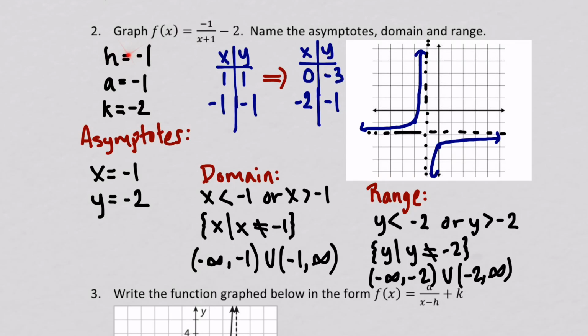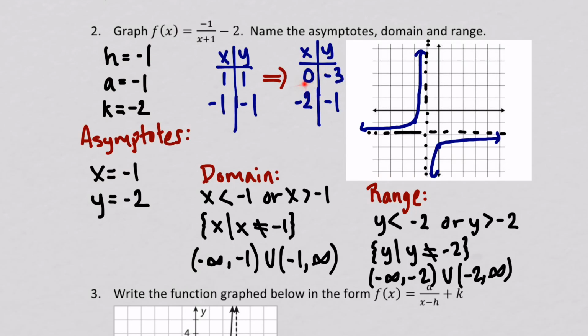Using h equals negative 1 and k equals negative 2, I came up with the asymptotes x equals negative 1 and y equals negative 2. Okay, and then I set up my parent function table, which is the simple one: 1, 1, negative 1, negative 1. That's 1 over x, the parent function. And I transformed it into this new function using these values.